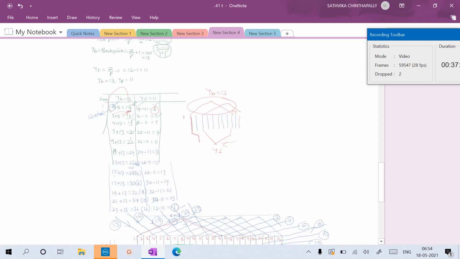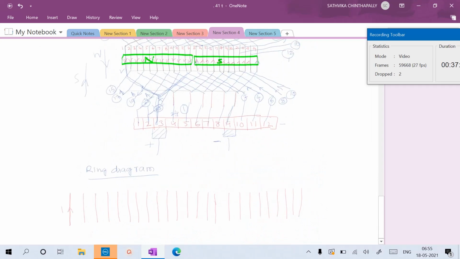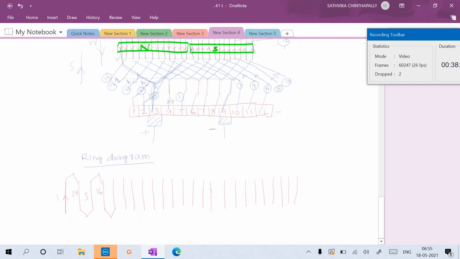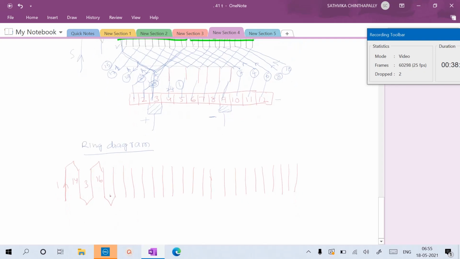Now the 14th is connected to the third conductor. Similarly, based on this, indicate this is the 14th. Now the 14th is connected back to the third conductor. The third conductor is connected to the 16th. The 16th is connected to the fifth conductor. You can see this one, fifth. And the fifth is connected to the 18th conductor.